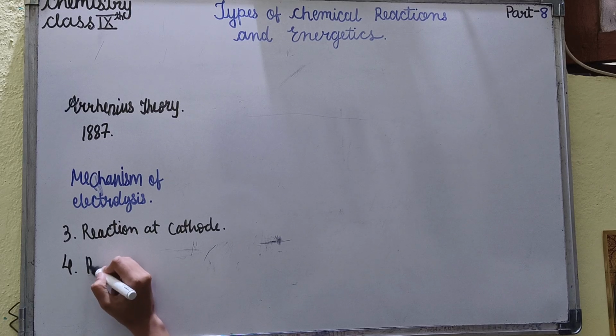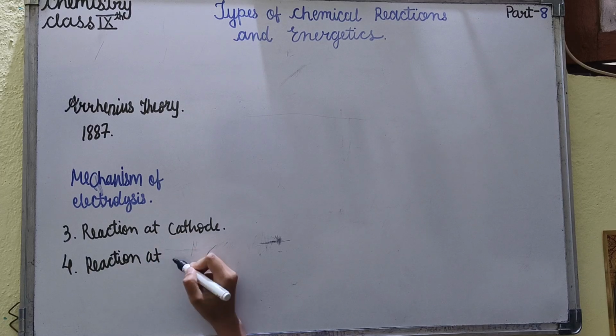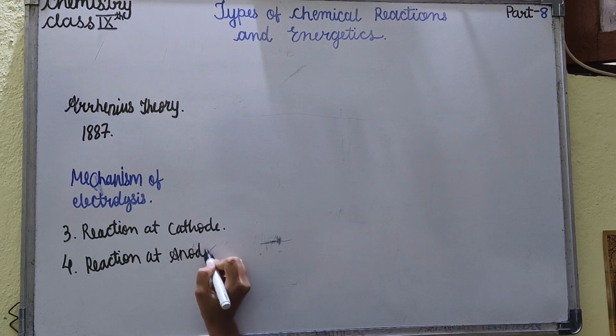Fourth is reaction at anode. Anions reach the anode and lose the electrons and convert into neutral atoms. This process of losing electrons is called oxidation. Anions give neutral atoms plus electrons.